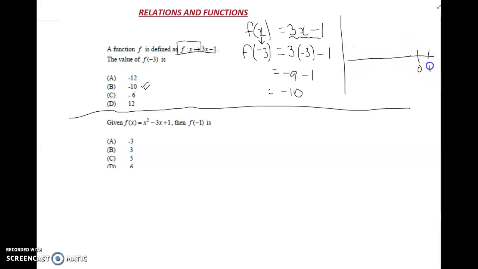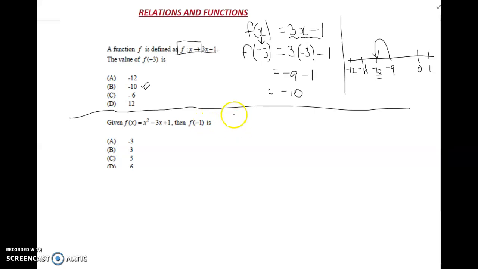draw up a number line. Let's say over here is minus 9, and let's just write some numbers here. So you had minus 9, you want to minus 1. That's why we get minus 10.